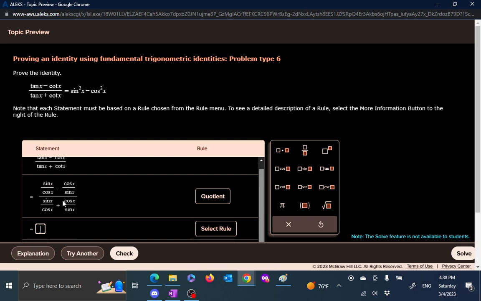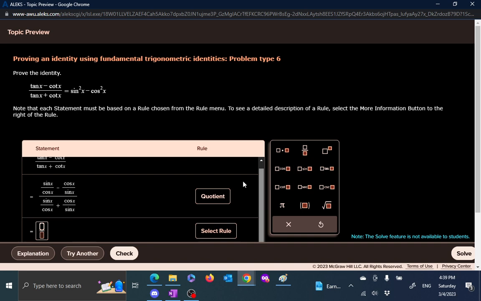Next, what do I think of doing? Well, I have fractions in fractions, so I want to take common denominator and simplify. So what happens here? I have sine over cosine minus cosine over sine. If I want to subtract these two, I make a fraction with a common denominator, which is cosine times sine. And to do that, I will have the numerator multiplied by a sine, so it becomes sine squared. This is going to become cosine squared. So let's see if we make a fraction.